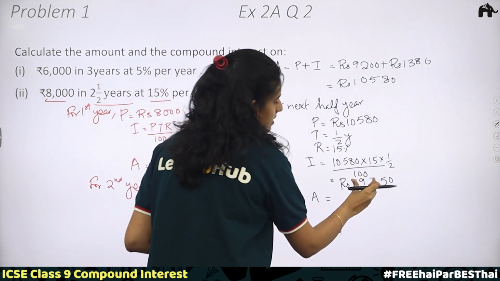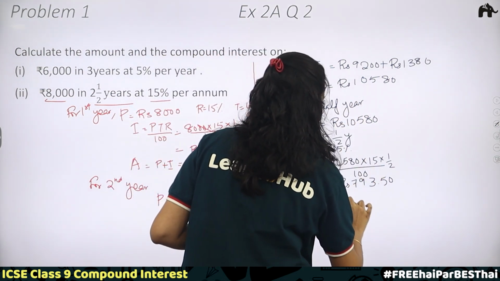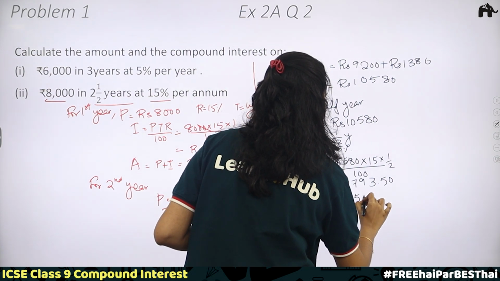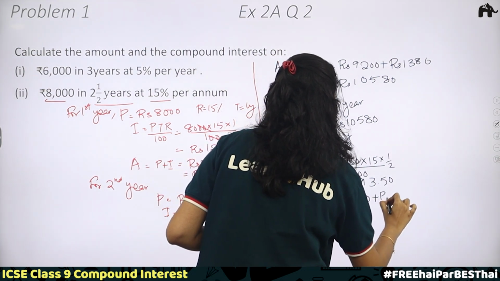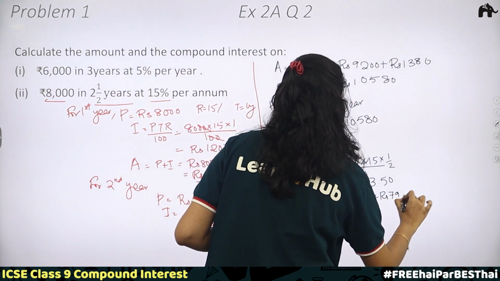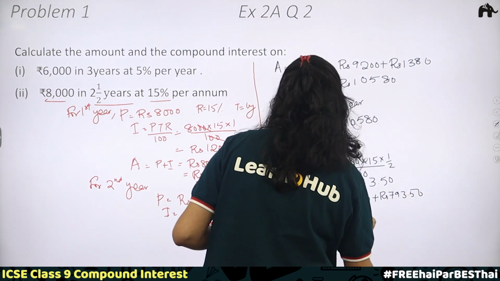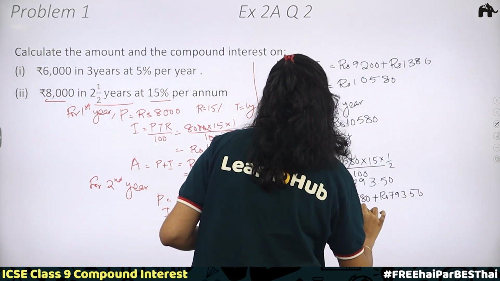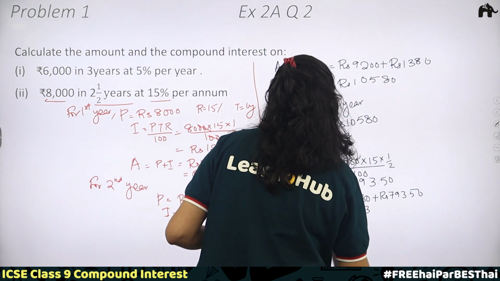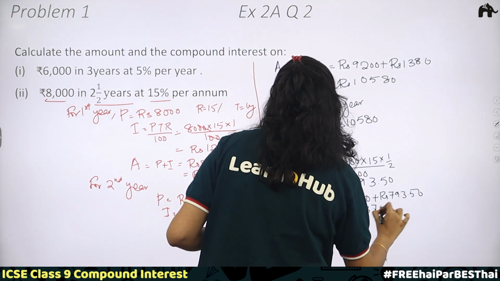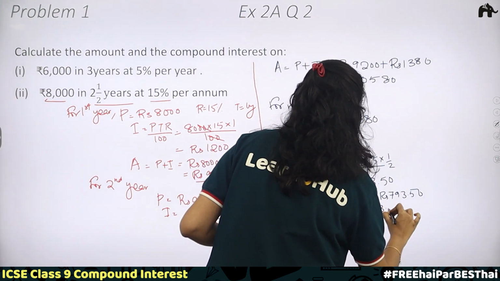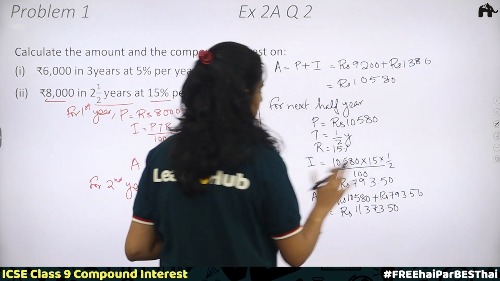And the amount will be equal to, what will be the amount? You have to add this interest to the principal, rupees 10,580 plus rupees 793.50, which is equal to rupees 11,373.50. So we got the amount.